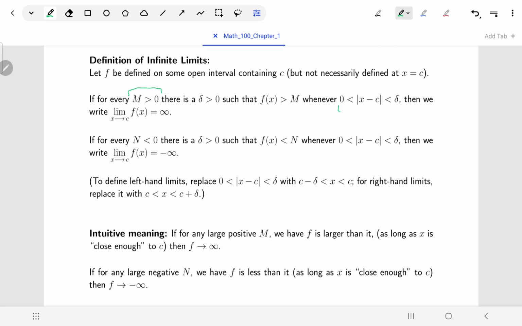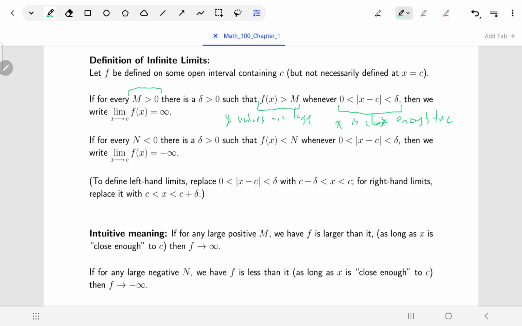So that if I am close enough to c, so x is close enough, f of x is bigger than M, that's my y values are as big as my big value that I've chosen. I can get my y values to be as large as that or larger, however large I'd like it to be. So in other words, my y values are large.